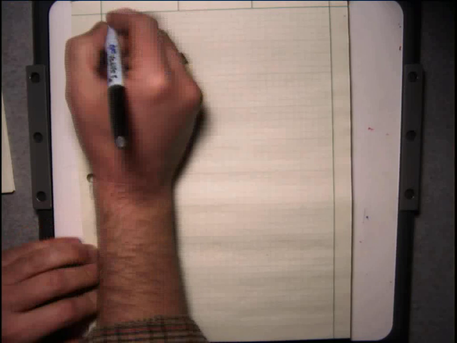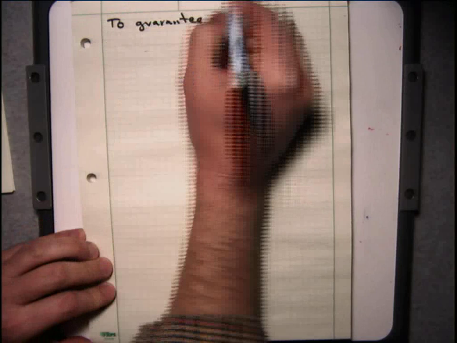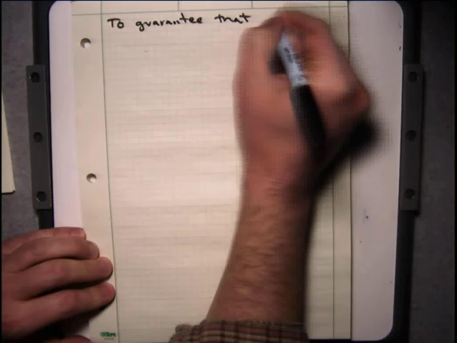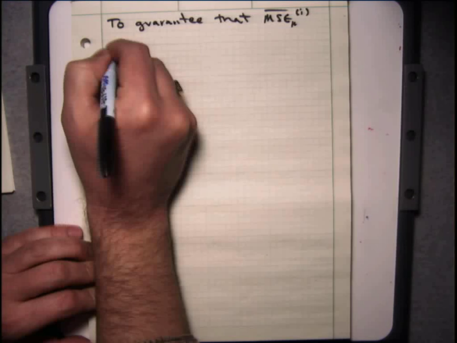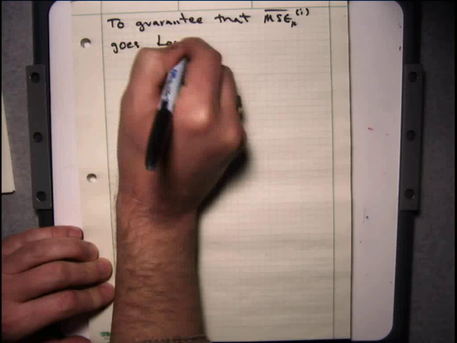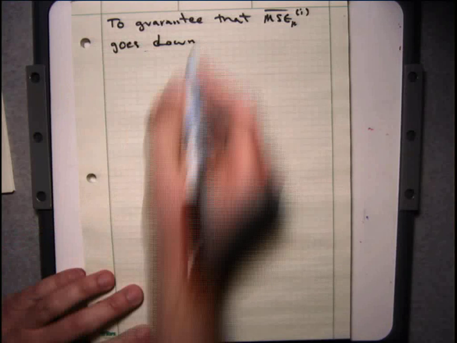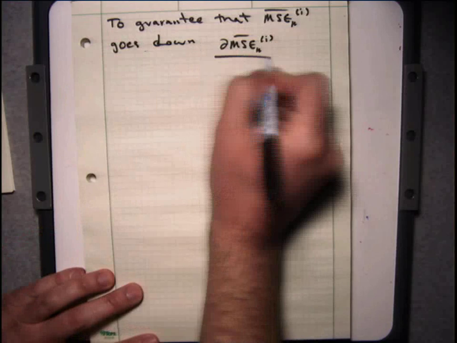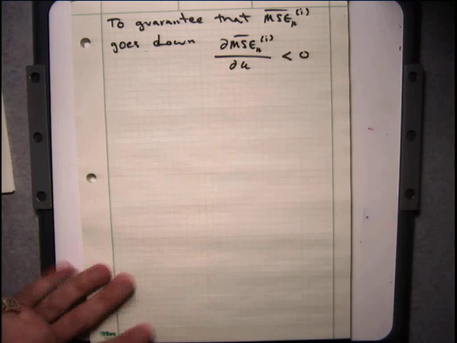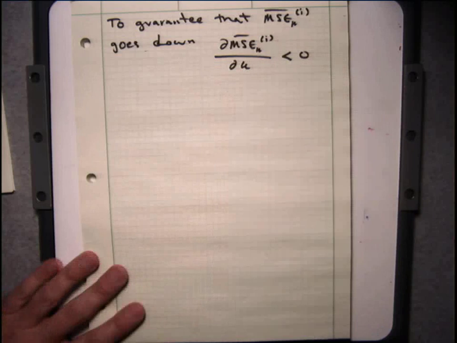So, to guarantee that MSE_k,i goes down when I start the iteration, what I need to look at is basically this derivative, d MSE_k,i over dk, and I'm going to make sure that it's less than 0. Okay? When this is evaluated at k equals 0, k equals 1.